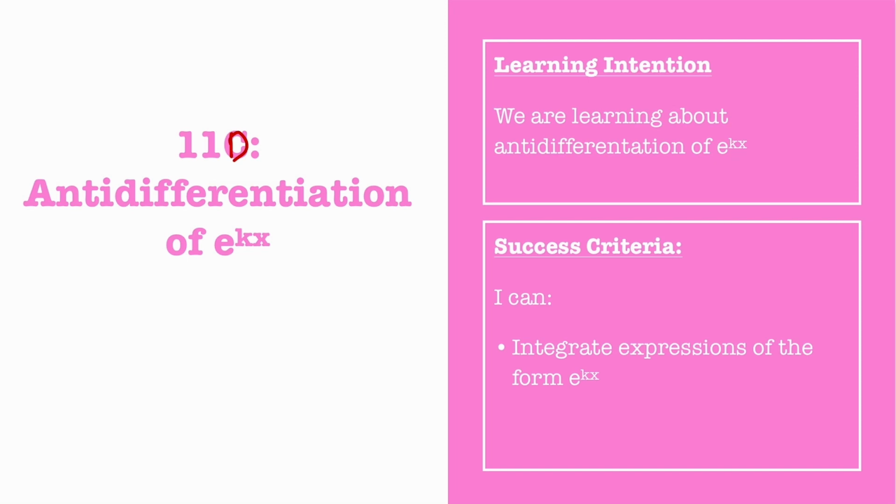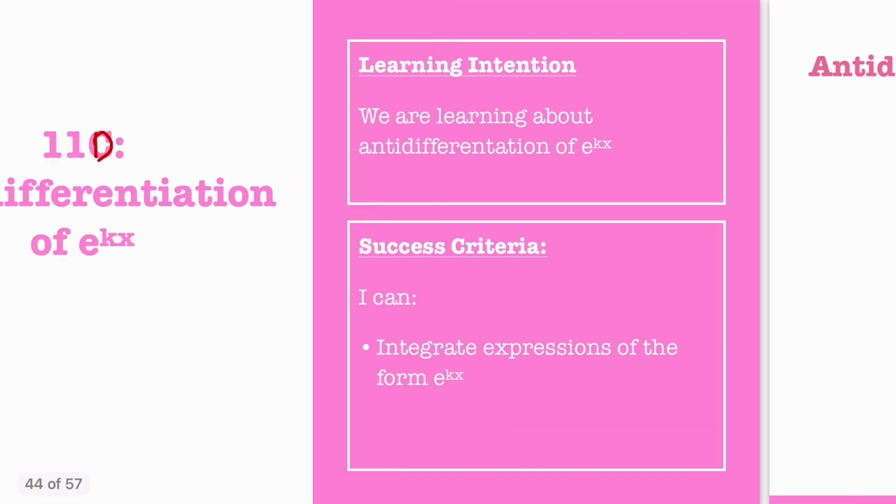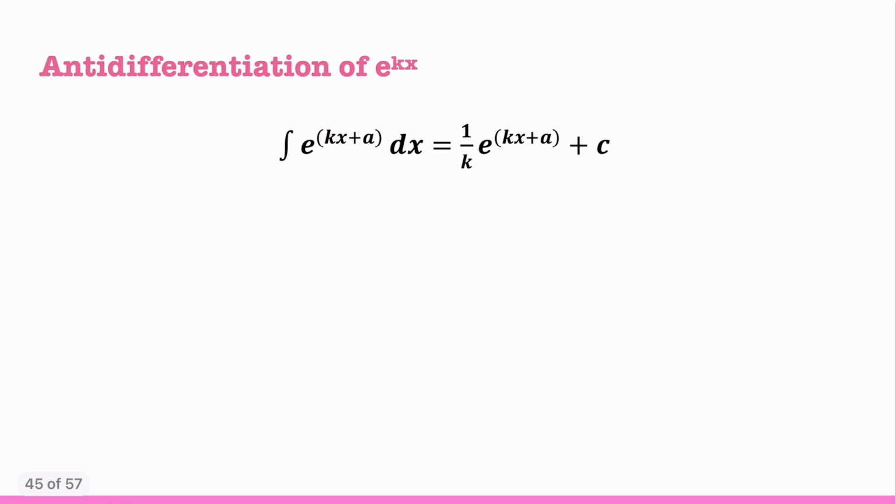Okay, today we are learning about antidifferentiation of e to the power of kx. What you need to be able to do is integrate or antidifferentiate expressions of that particular form. Now you all know how to differentiate e to the power of kx. So if I have dy by dx of e to the power of kx, hopefully you all know that the e to the kx part stays the same, and all we do is multiply by the derivative.